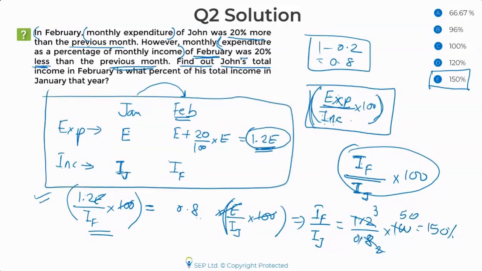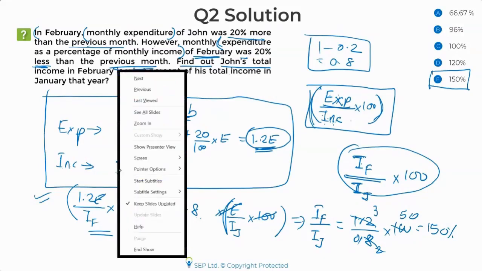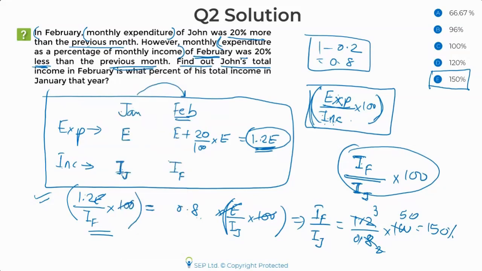Expenditure to income for February is 1.2 E by IF. Expenditure to income for Jan is E by IJ. Okay, so 1.2 E by IF, E by IJ. This is being compared, and I've been told that February's is 20% less. So I decreased this by 20%. So I wrote it as 1 minus 20 by 100. So February's is 20% less.